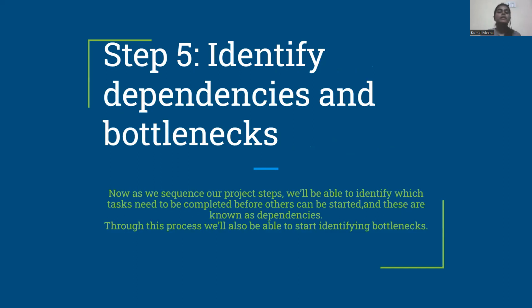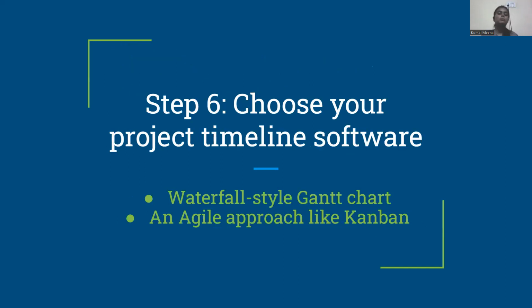In step five, we will identify dependencies and bottlenecks. Dependencies are those tasks that we need to complete first in order to complete the current task. And the bottlenecks also, because they slow down the pace of our project completion. So we must identify these first. After that, we should choose our proper project timeline software.